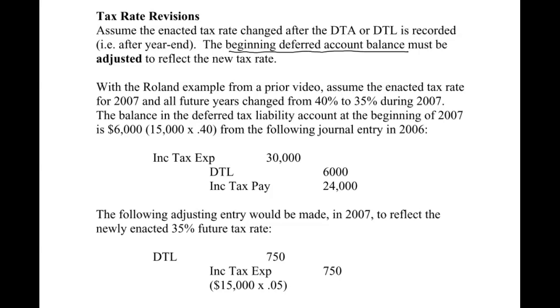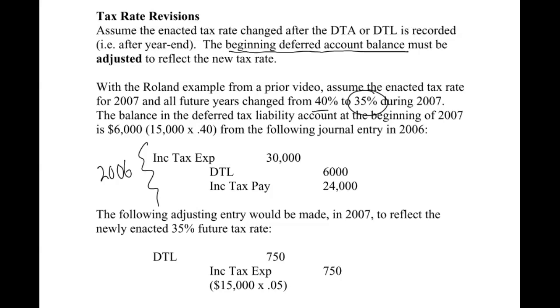A few videos ago, we did a company roll-in. There were depreciation examples, a multi-year video, and we basically assumed that the enacted tax rate was 40%. Now we're going to change it to assume that it gets changed in 2007. The first year in that problem was 2006. So if you go back and look, we did this journal entry in 2006 to record the deferred tax liability.